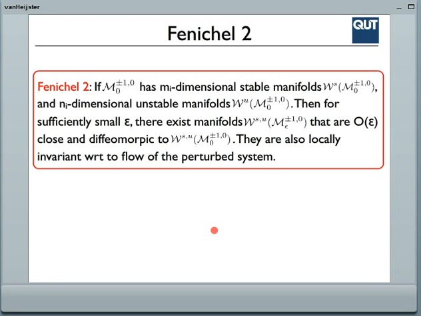We also have Fenichel theorem 2 and Fenichel theorem 3, but that theorem 2 more or less tells you if you have this manifold, of course it is stable and unstable, and they also have stable and unstable manifolds. So Fenichel theorem 2 and 1 more or less tell you that you can set epsilon up to 0, and everything more or less stays the same.